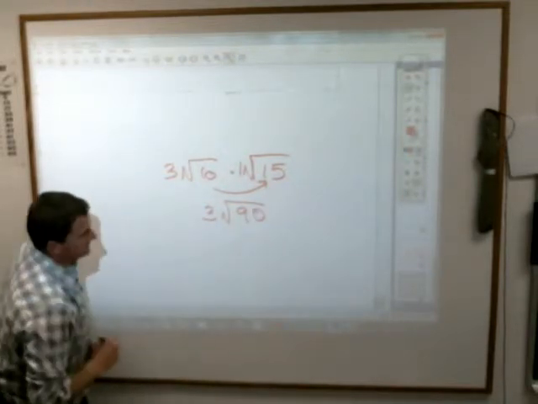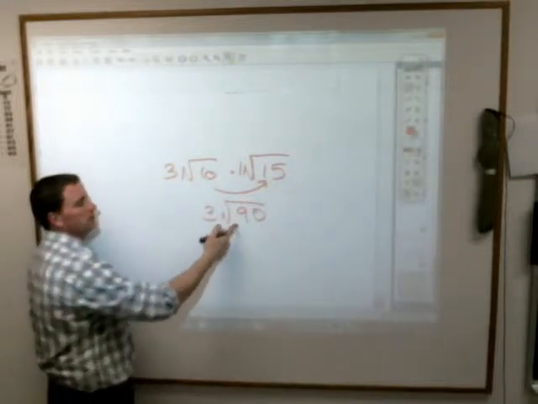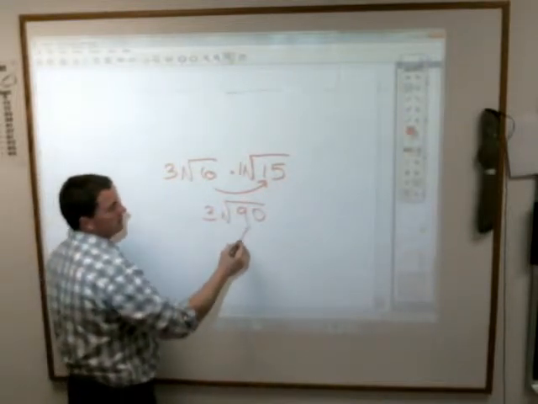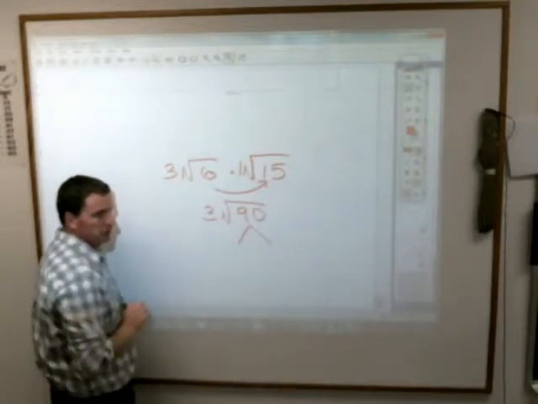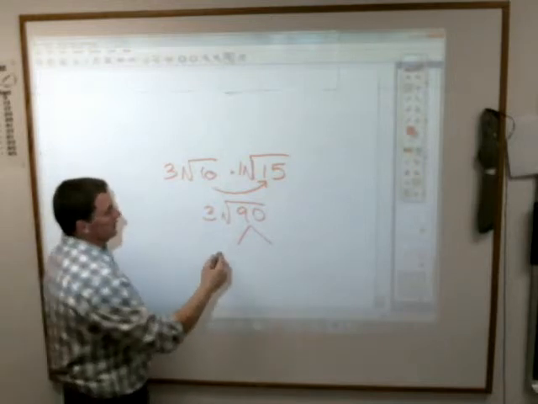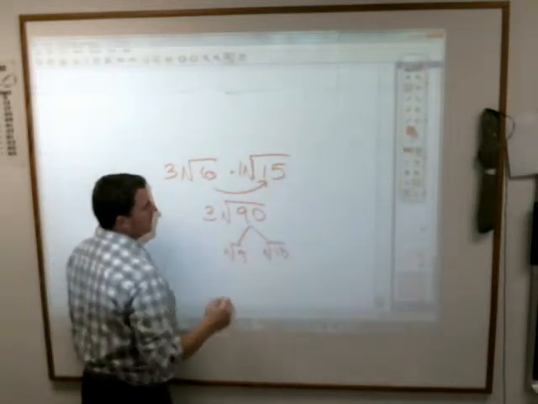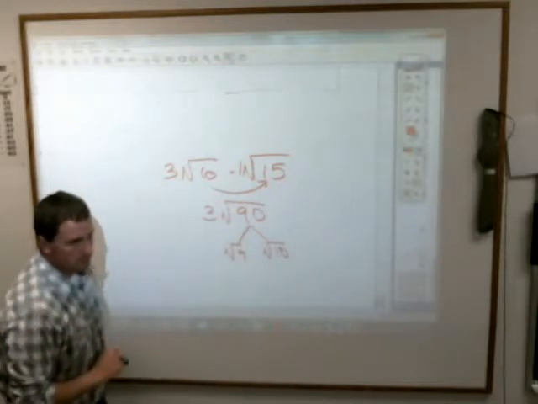Okay, then you're going to have to see if you can simplify the square root of 90. Anybody got a real good suggestion for me? Okay, how about the square root of 9 times the square root of 10? Why do I like the square root of 9?